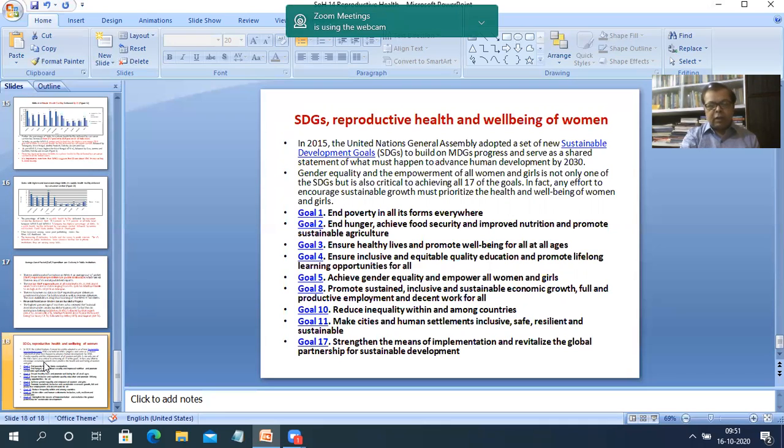So we can identify some of these goals. Goal 1 talks about ending poverty in all forms. Goal number 2 talks about hunger, achieving food security, improving nutrition, and promoting sustainable agriculture. This goal number 2 is very important, because if you focus on improving nutrition, then certainly the nutrition of mother as well as child can be taken care of. One important point I need to mention here is that the health of the mother is very meaningfully related to the health of newborn babies.